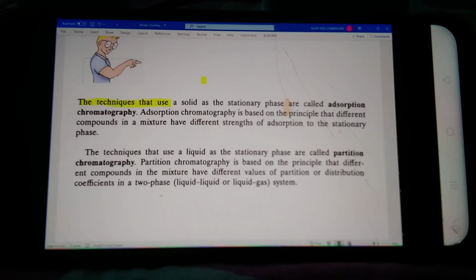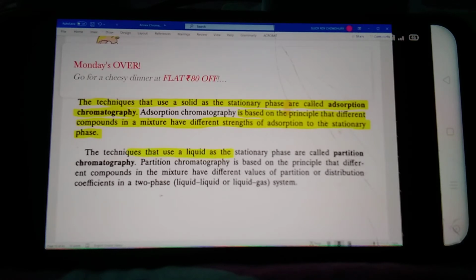A technique that uses solid as the stationary phase is called adsorption chromatography. This chromatography is based on the principle that different compounds in a mixture have different strengths of adsorption to the stationary phase. And the technique that uses liquid as the stationary phase is called partition chromatography.